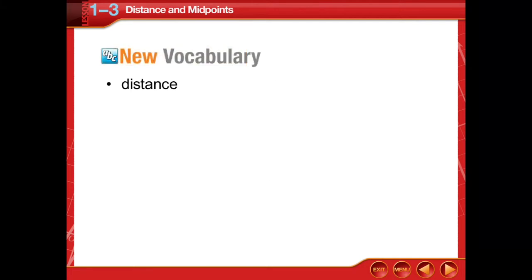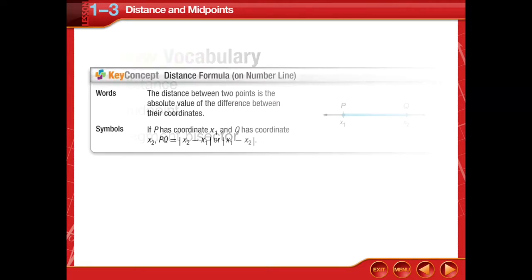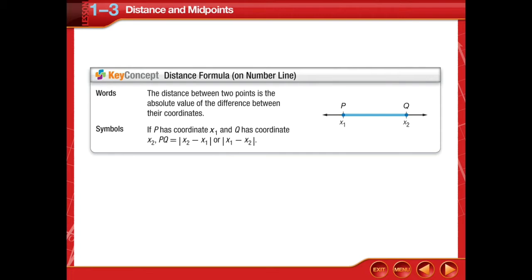The vocabulary that you're going to be focusing on to make sure that you understand is distance, midpoint, and segment bisector. The first concept that we are going to discuss is the distance formula on a number line. The distance between 2 points is the absolute value of the difference between their coordinates. If P has coordinate x1 and Q has coordinate x2, then PQ equals the absolute value of x2 minus x1, or x1 minus x2. That's all very confusing.